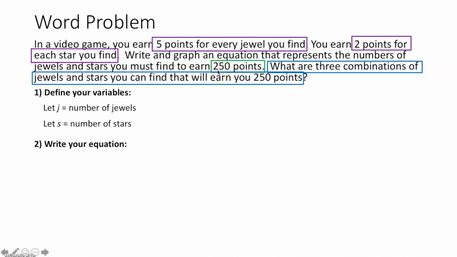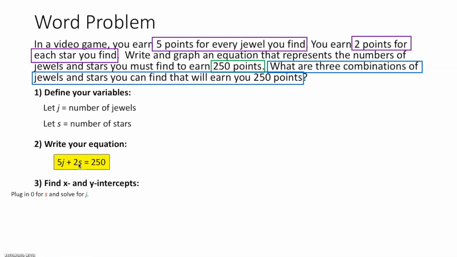So what's going to be equal to 250 points? Well, it says 5 points times every jewel. So 5 times J plus 2 times every star. So 2 times S. So 5J plus 2S has to equal 250. We'll say J is going to be our independent variable, X. S is going to be our dependent variable, Y. Now we need to find the X and the Y intercepts, or the J and the S intercepts in this case. So how do we do that?